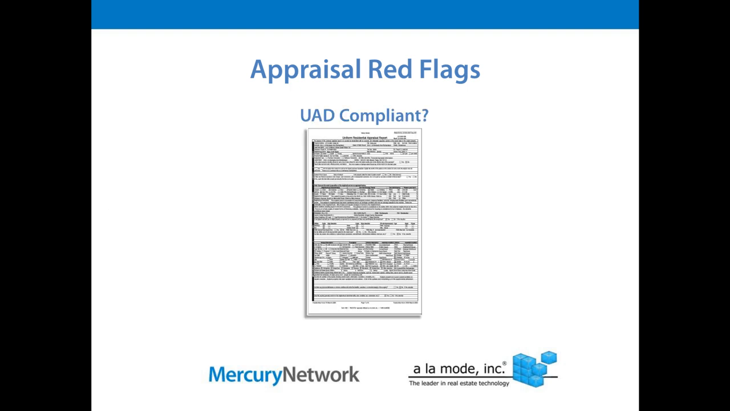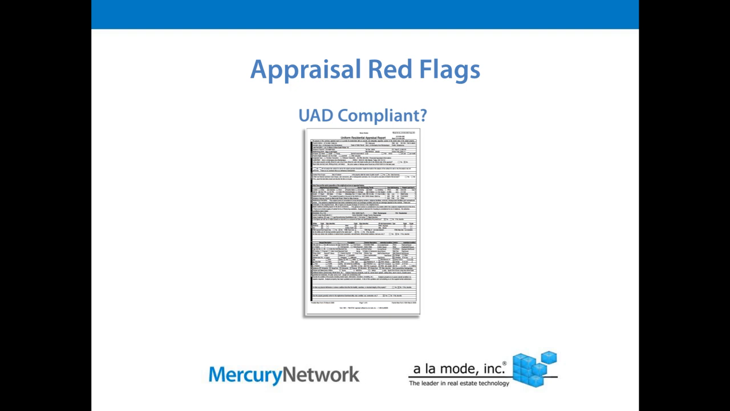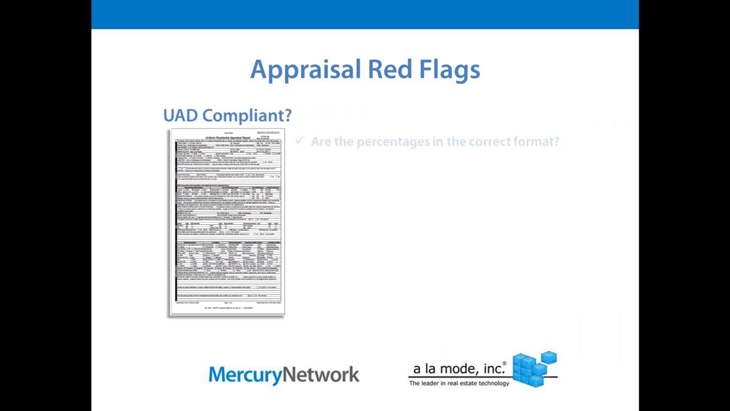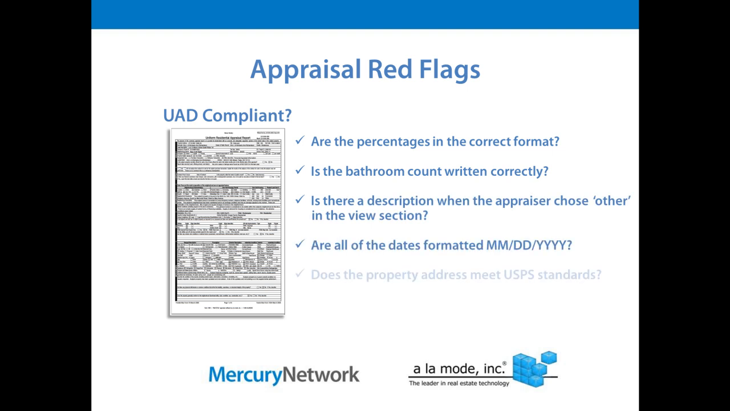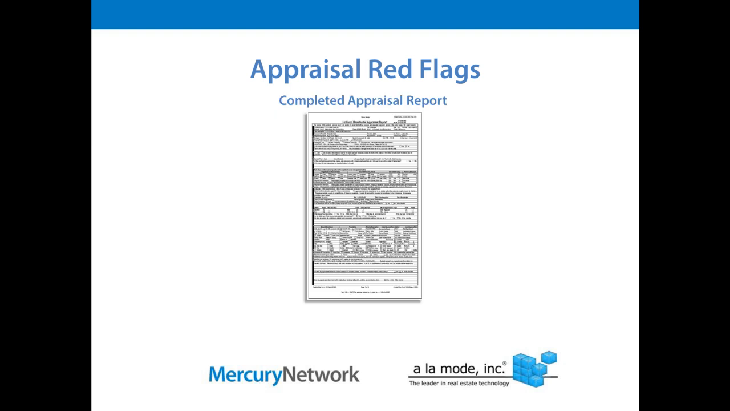So let's look at some of the items as the underwriter would look at them. As you're looking at this form, is it UAD compliant? Well, there's a couple of things that they would have to take into consideration. Some of the items include, are the percentages correct in the correct format? Is the bathroom count written correctly? Are the dates formatted according to the new ways that the UAD dictates that it has to be? And did the appraiser even use the right form? These are questions that might not visibly jump out at the underwriter as they're looking at the appraisal file.